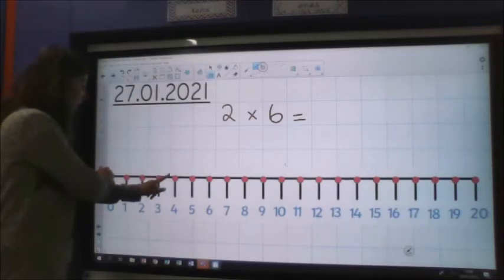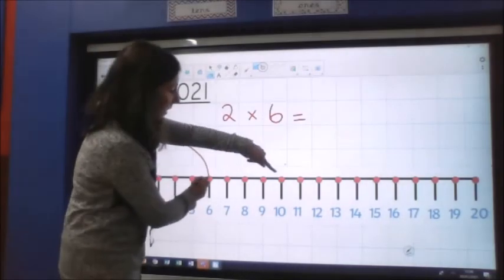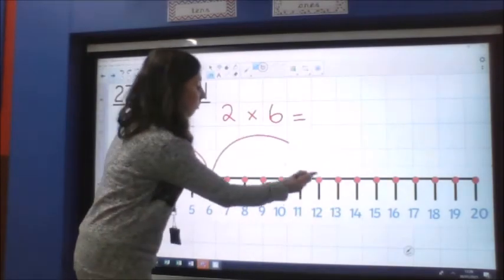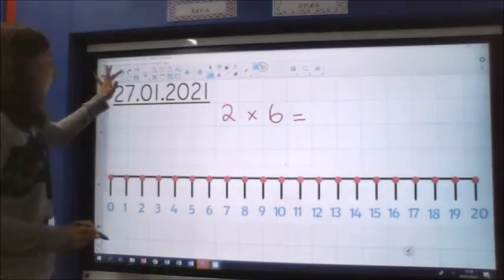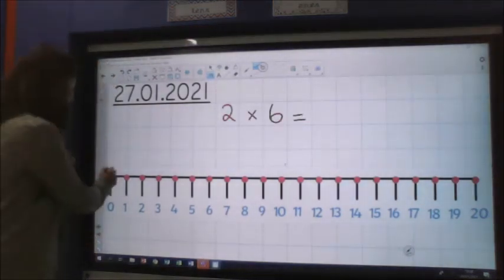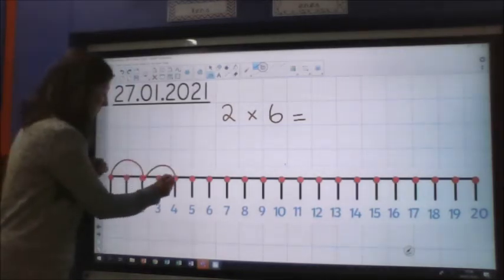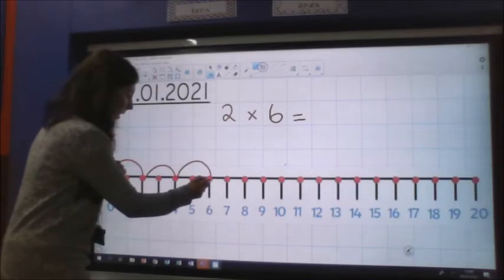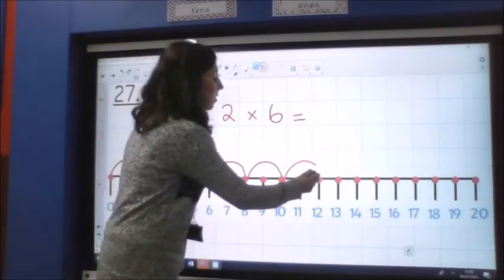1, 2, 3, 4, 5, 6. And then 1, 2, 3, 4, 5, 6. Do it that way, you would get 12. Or, because it's perhaps easier to count 2 at a time, you might do 1, 2, 1, 2, 3 jumps, 4 jumps, 5 jumps, 6 jumps.